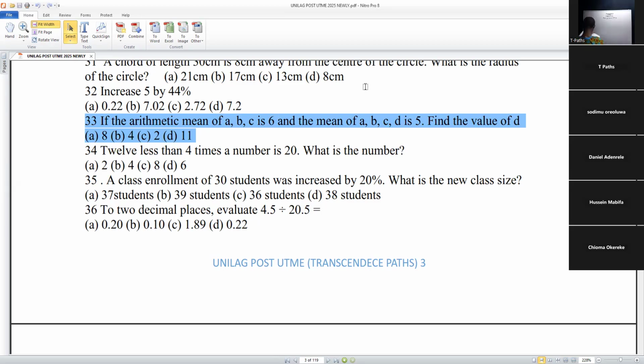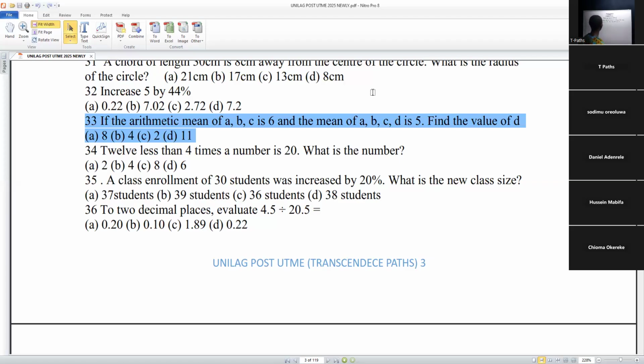It says that if the arithmetic mean of A, B, C is 6, and the mean of A, B, C, D is 5, find the value of D. Now, here is one question on the board that we want to look into.